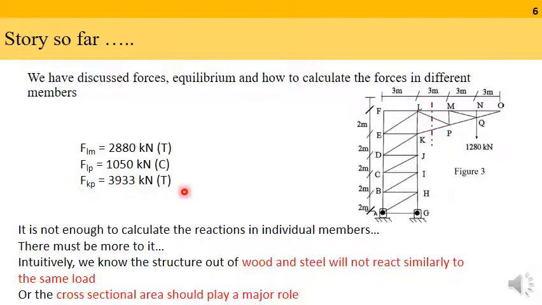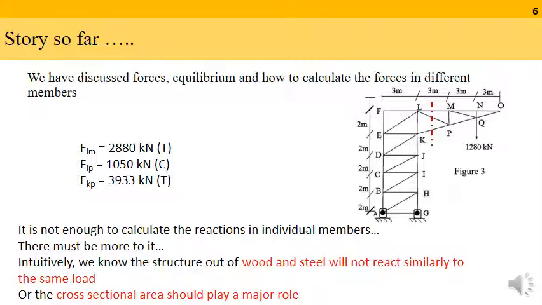So far so good. But now the question is, is it enough to calculate the internal reactions in different members? Will you be able to design a truss simply by the knowledge of different reactions in different members? For example, imagine that the same truss was made once out of wood, the second time out of steel. Everything is the same, the geometry is the same, the loading is the same. Do you expect both the wooden and the steel truss to react in the same manner? The answer is no. By intuition, we know that the structures are going to behave differently when subjected to the same load.